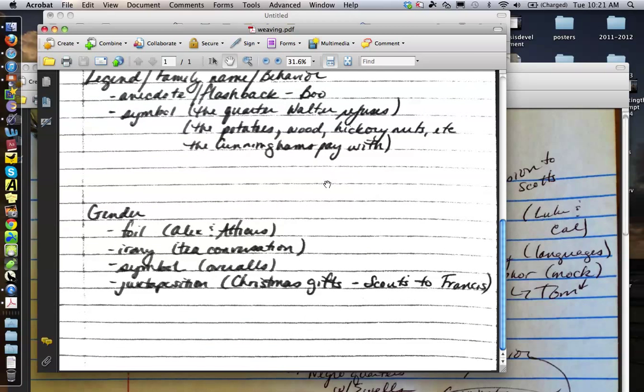And the last, gender. In addition to the two that I briefly stated before, I also considered the symbol of Scout's overalls and the juxtaposition between the Christmas gifts that Scout gets versus what Francis gets. So that's basically all that weaving is.